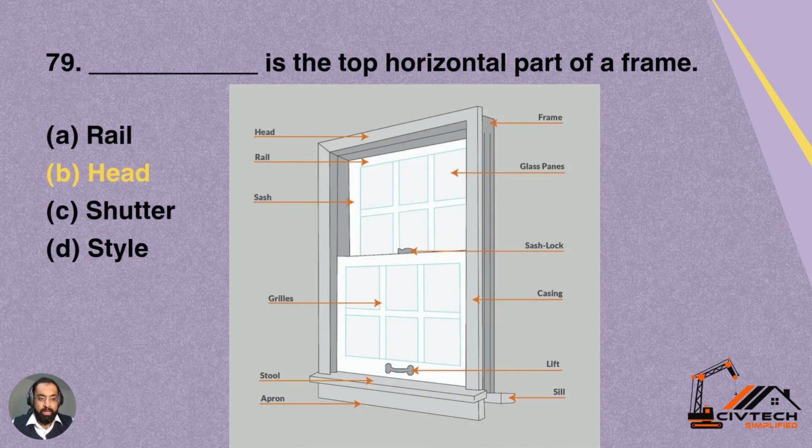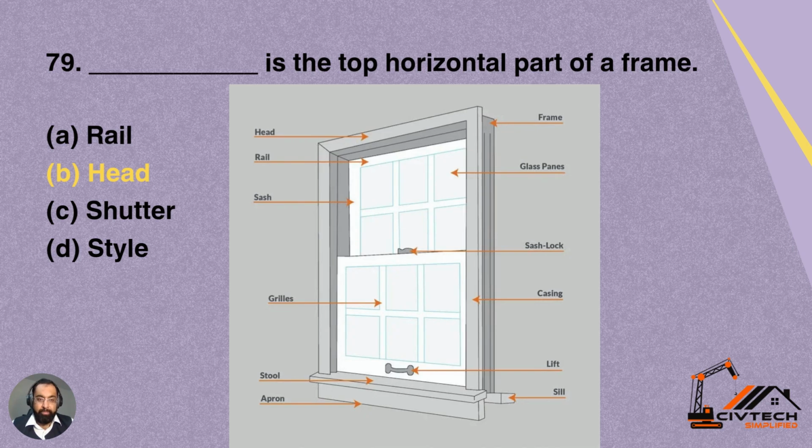Then we have few questions regarding door frames and doors, as well as regarding windows. Question 79. Dash is the top horizontal part of a door frame. Option A is rail. B is head. C is shutter. D is stile.